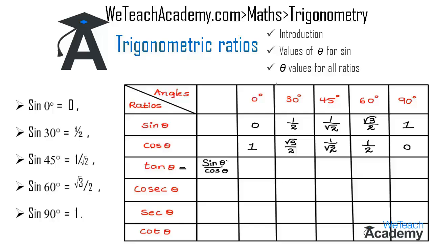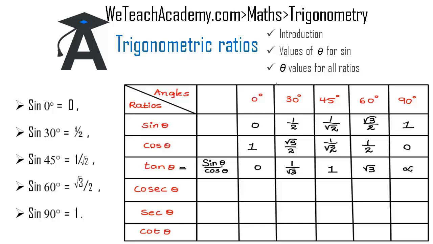By dividing the values of sine theta and cos theta we get the values of tan theta. So 0 by 1 is 0, and 1 by 2 divided by root 3 by 2 will be 1 by root 3, which is the value for tan 30 degrees. By dividing we get 1, which is the value for tan 45 degrees. Dividing root 3 by 2 by 1 by 2 we get root 3 as a result. And by dividing 1 by 0 we get infinity, which is not defined.